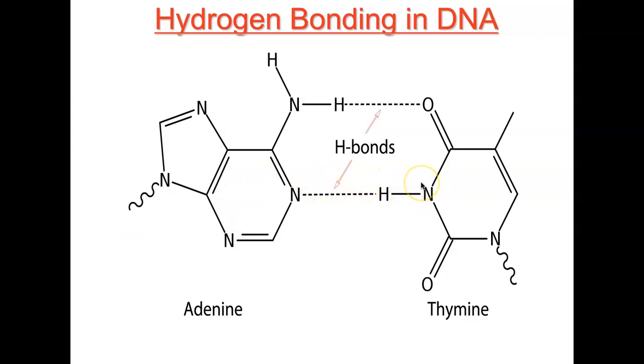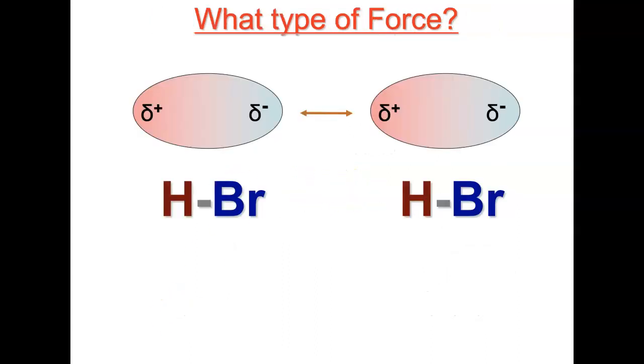And there you can see a molecule of DNA. You can see that the H is directly bonded to the N, and that's why we have hydrogen bonding there.